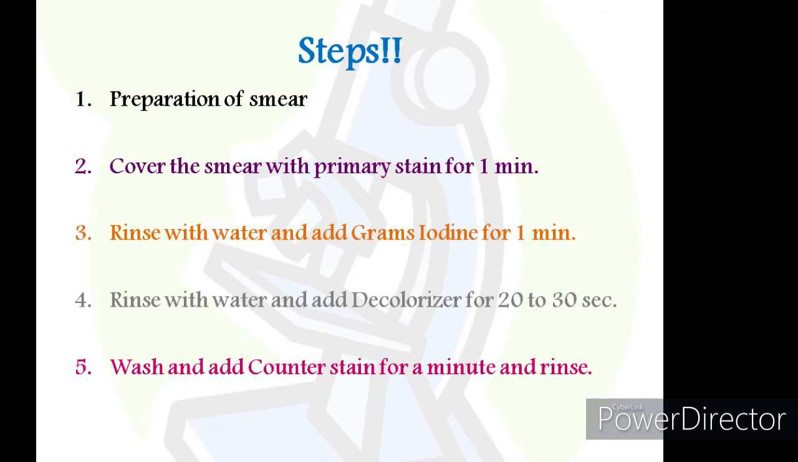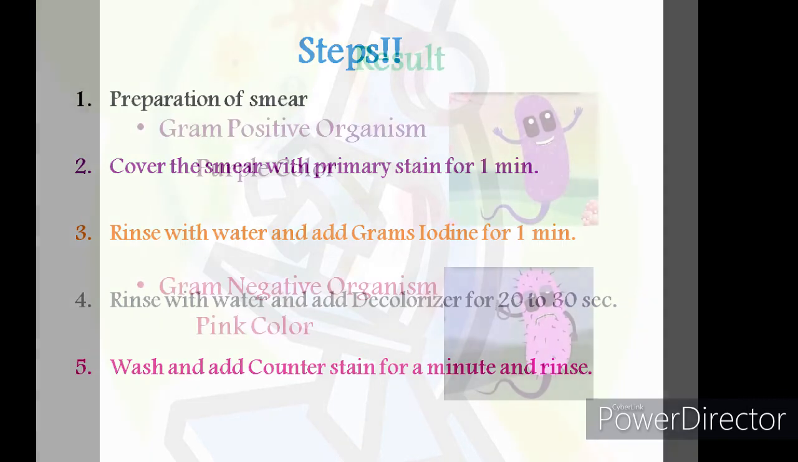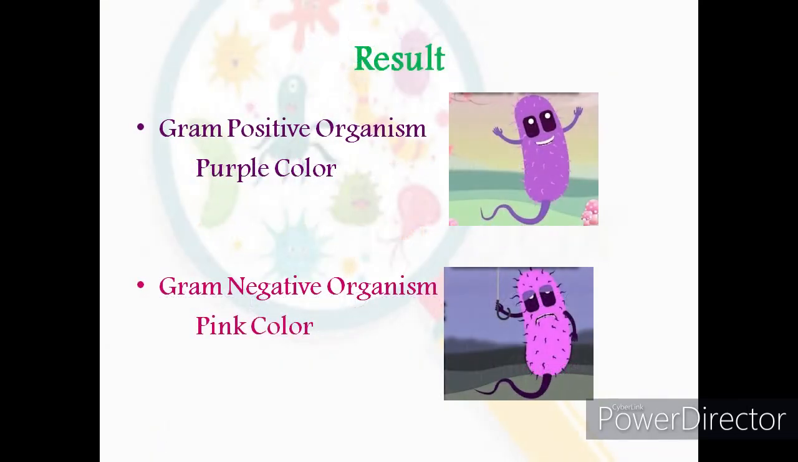In the final step, we'll wash the smear and add the counterstain for a minute. Here the counterstain usually used is safranin. Other counterstains such as carbol fuchsin, neutral red can also be used. The stain that contrasts the color of the primary stain is usually used as the counterstain. In gram positive organisms, the CVI complex is intact because the decolorizer is not able to wash off the primary stain, hence it does not take up the safranin. But in gram negative organisms, the CVI complex is washed off, hence it easily takes up the pink color of safranin.